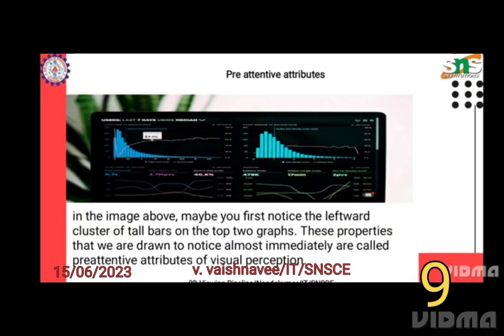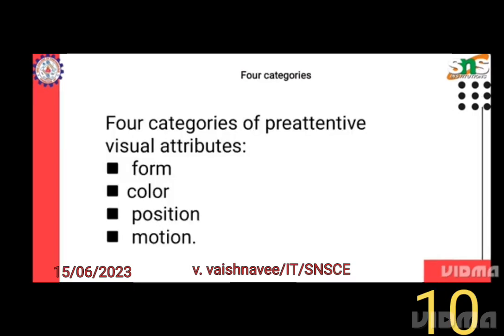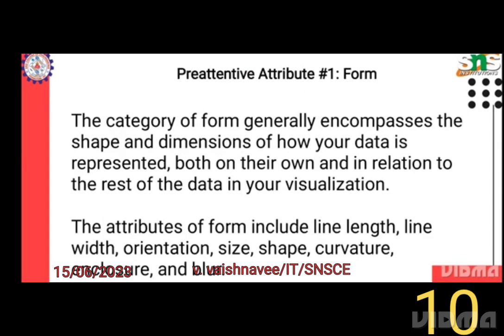Pre-attentive attributes. There are 4 categories of pre-attentive attributes: form, color, position and motion. What do you mean by pre-attentive attributes? Pre-attentive attributes are the attributes you notice when you look at an image. In the above image, when you first see it, you first notice the leftward cluster of tall bars on the top 2 graphs. These properties that we are drawn to notice almost immediately are called pre-attentive attributes of visual perception.